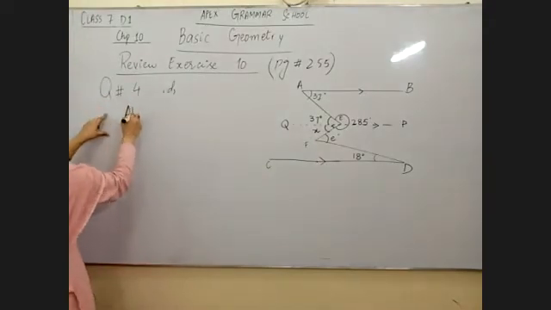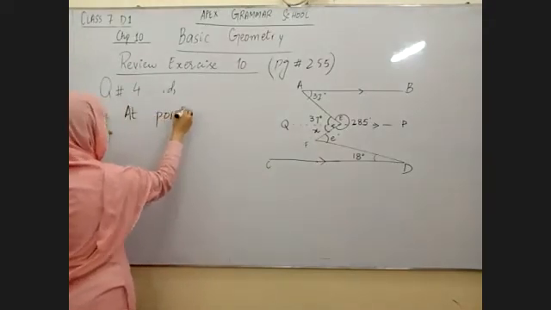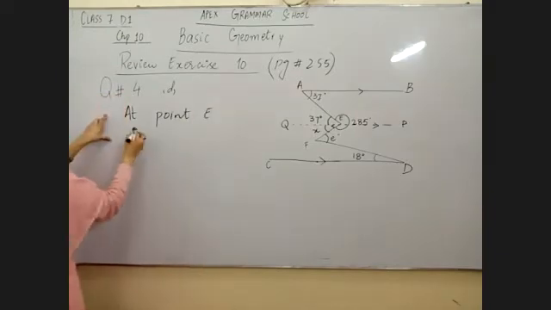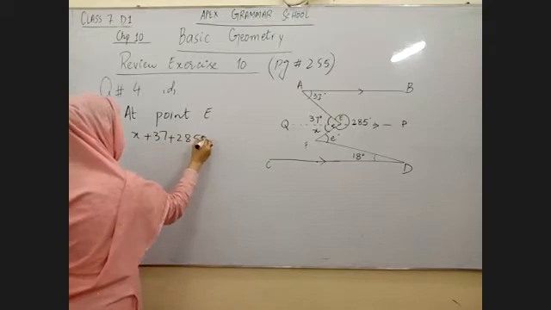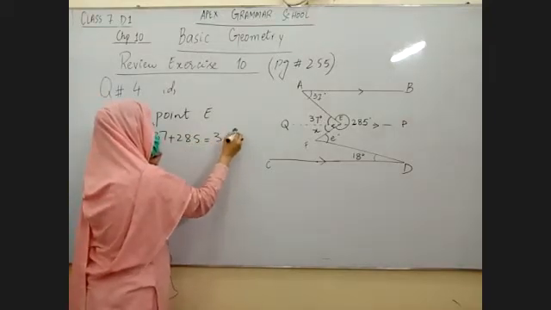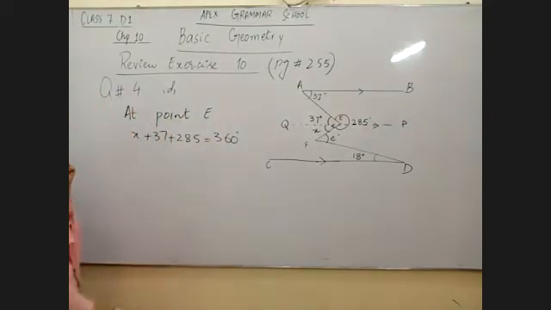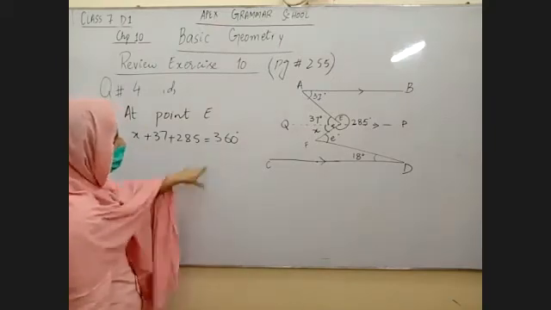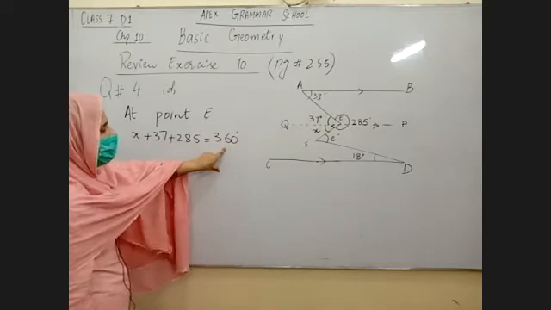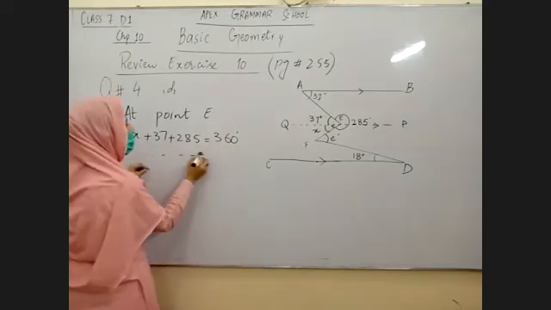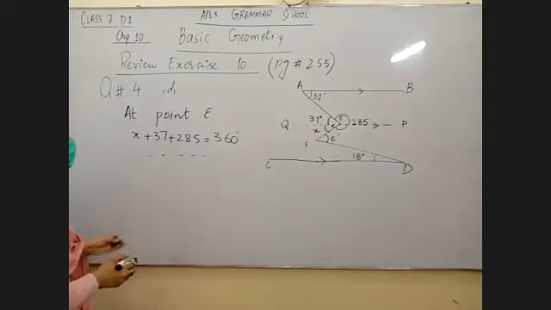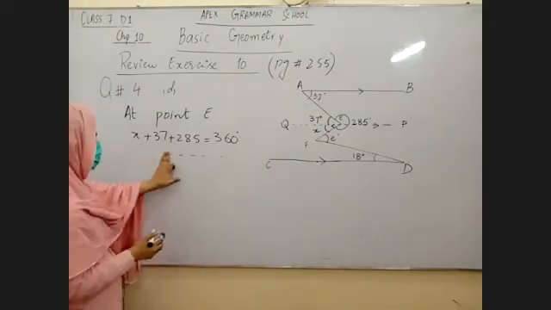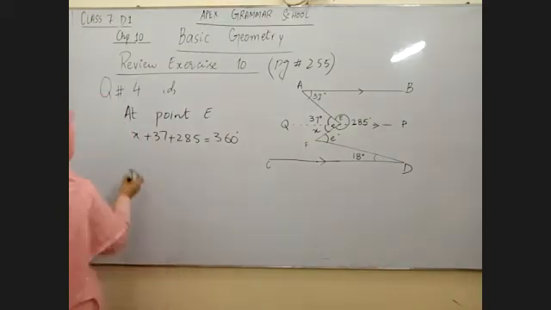At point E, X plus 37 plus 285 will be equal to 360 degrees because these three angles are completing one circle. So when I add up these three angles, their sum will be equal to 360. You have to write your reason over here that sum of angles at one point is 360. I'm not writing it, but you have to write it yourself.